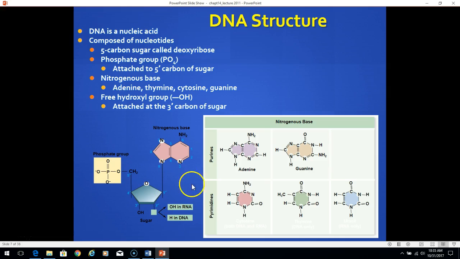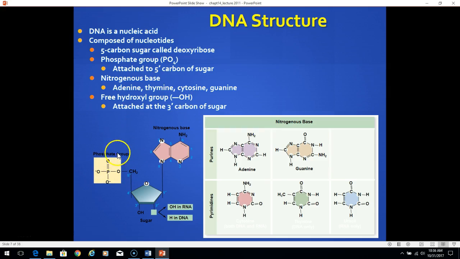And so we have deoxyribose, which is the name of the sugar. In RNA, it has a hydroxyl, this OH, and that becomes ribose as the sugar. So really, the only difference between deoxyribose and ribose is this extra oxygen here at carbon 2.